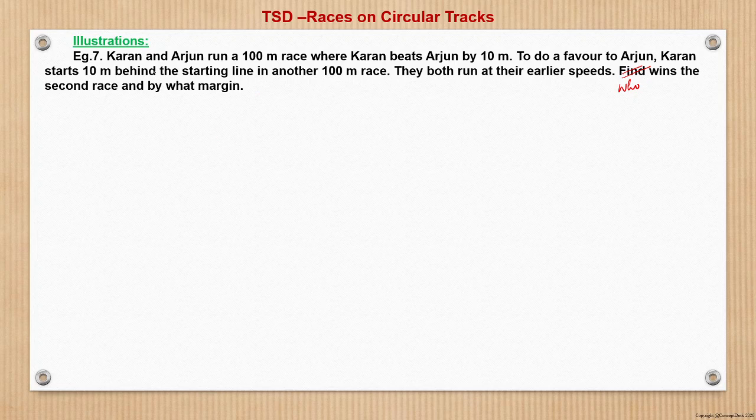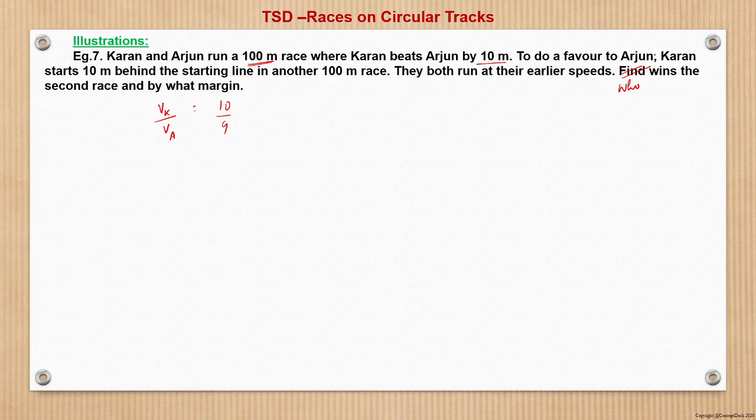So from the first statement, Karan and Arjun run a 100-meter race where Karan beats Arjun by 10 meters. So directly can we say that the speed of Karan to the speed of Arjun is nothing but 10 by 9, right? That is, when Karan covers 100-meter distance, by that time Arjun has covered only 90 meters. So the ratio becomes 100 upon 90, which is 10 upon 9. So the ratio of speed of Karan and Arjun we know is 10 upon 9.